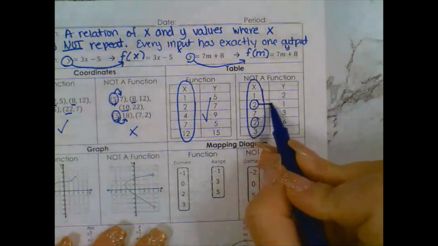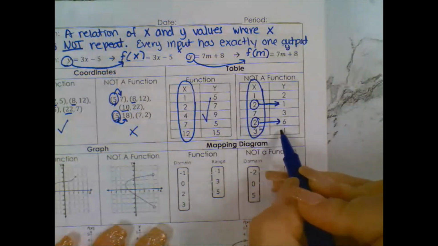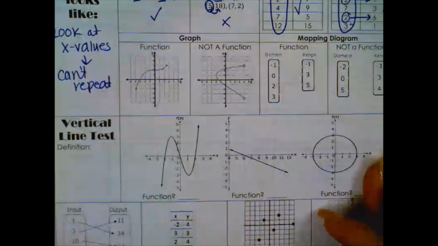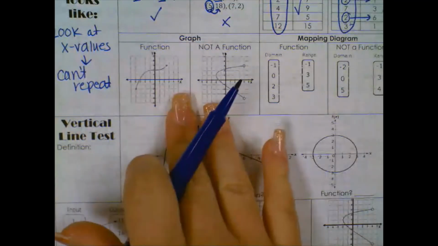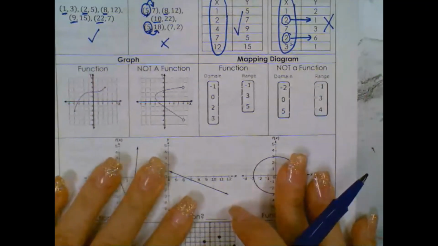And if I look at these, they have different outputs. This one goes to 1, this one goes to 6. So it does not follow our definition. X repeats or has different outputs. Now, for the graph, I'm going to come back to this and talk about it with something called a vertical line test. So we're just going to look over this really quickly and look at something called a mapping diagram.